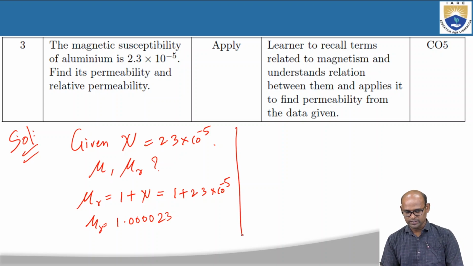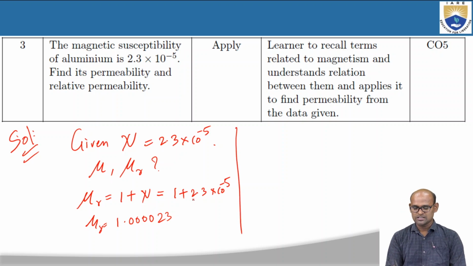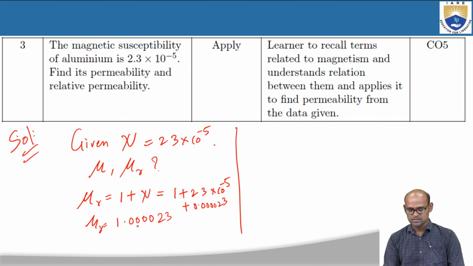Next one we need to find out. So this is not just 2.3 plus 1, 3.3. This is actually 1 plus 0.00002. That is why we get this 2, 3. Okay, see 1.00002.